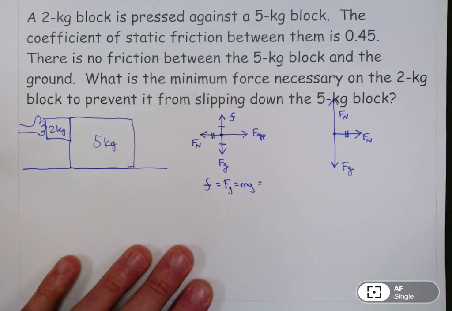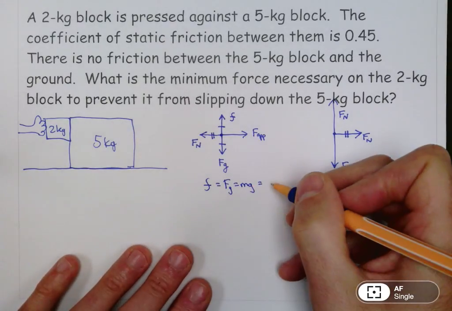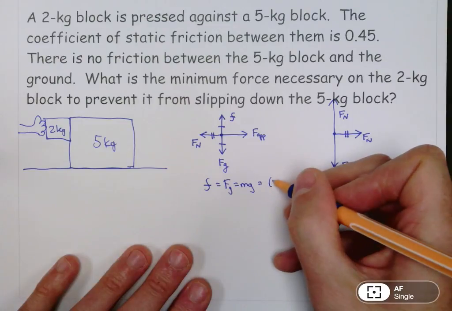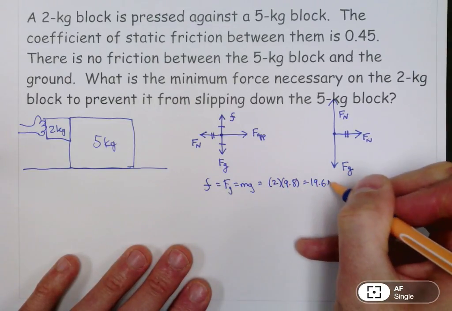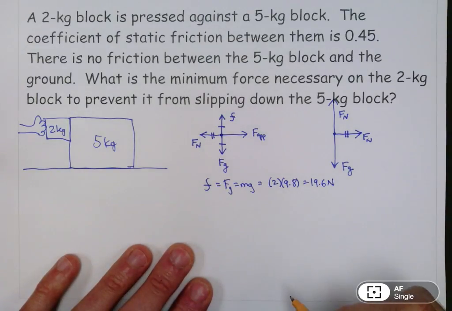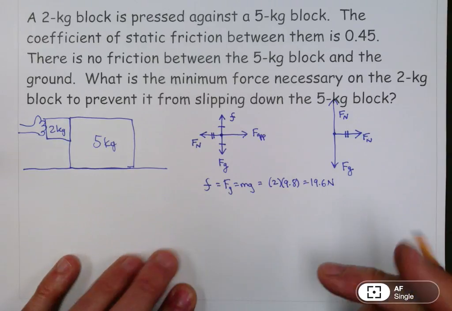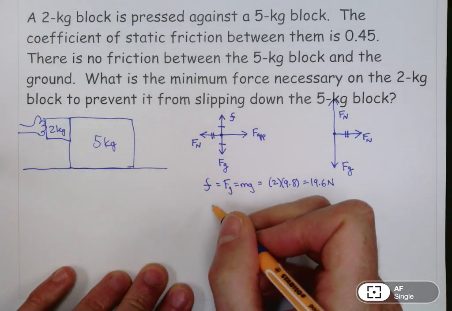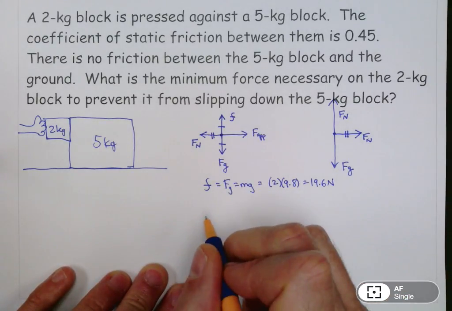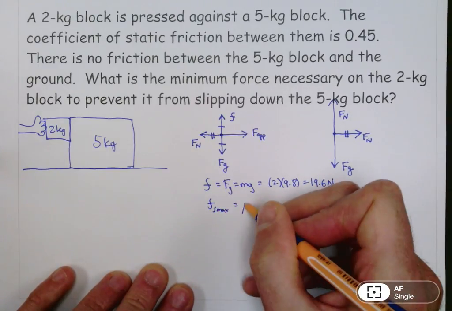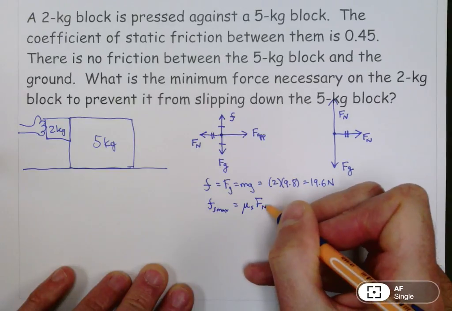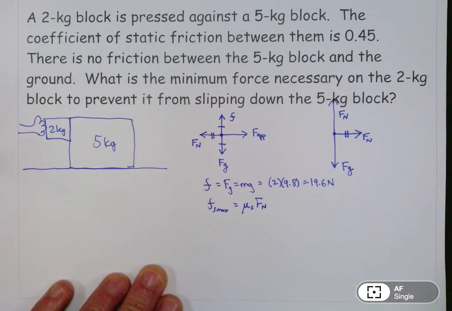So let's find out what that's equal to. The mass of that block is 2, g is 9.8, that gives us 19.6 newtons. So we actually know that the force of friction has to be 19.6 newtons. So now let's assume that that is the maximum static friction and use that in the friction equation to figure out what the normal force has to be.